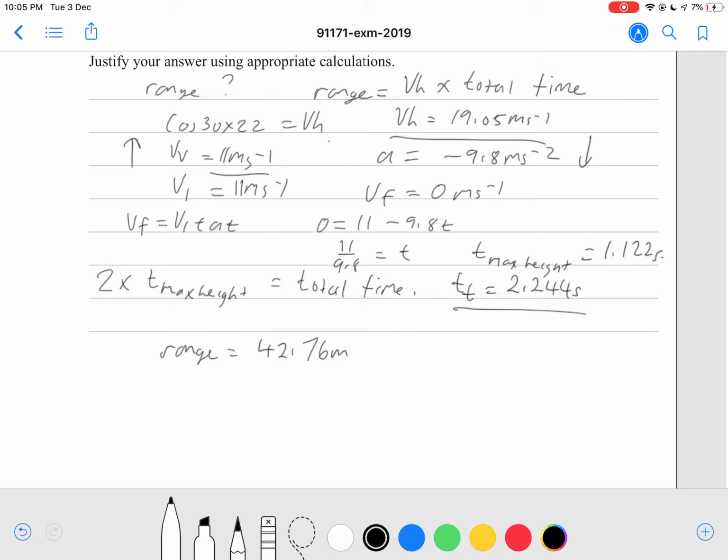Alright, and now we need a final justification. 42.76 meters is less than 44 meters. Hence, the ball will bounce. So our final justification: 42.76 meters is less than 44 meters. Therefore, the ball will bounce before it reaches Josie.